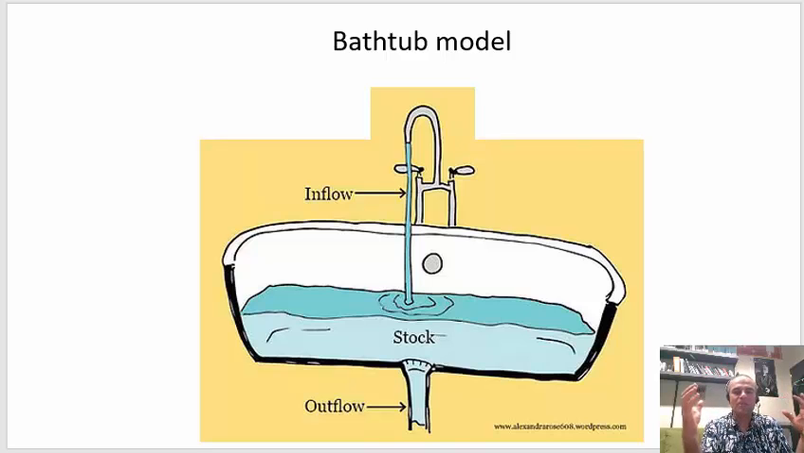Stocks represent an accumulation of something. That something could be a physical substance such as water, arable land, or carbon dioxide in the atmosphere. Flows represent movement of those materials from one place to another. A given system can have multiple types of stocks and flows, some of which may interact with one another.